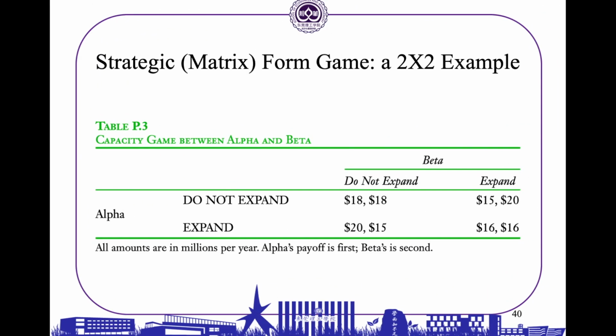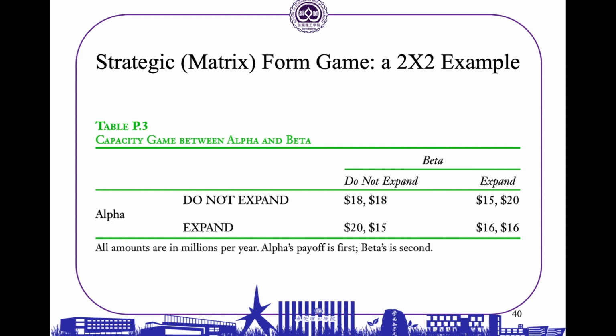Okay, consider the simplest model of a game, which is shown in table P3. We call this a 2x2 strategic form or matrix form game. There are 3 elements in a strategic form game: players, strategies, and a payoff assigned to a specific combination of strategies for every player.